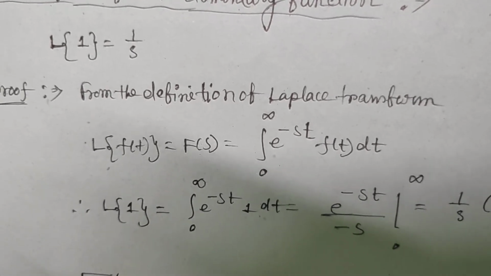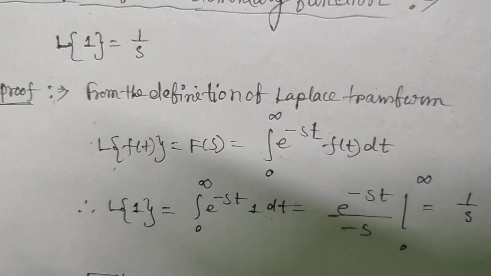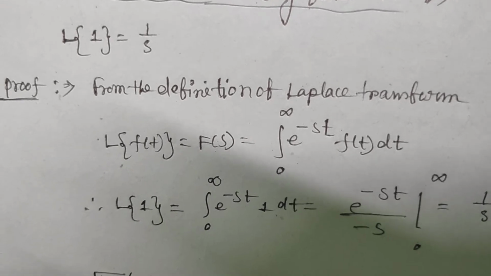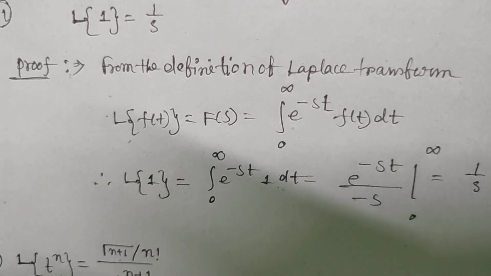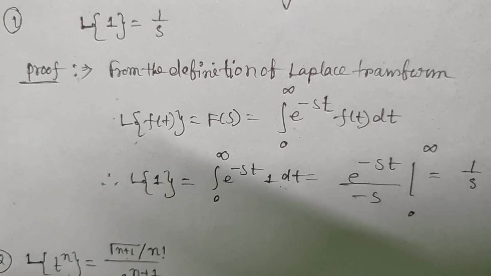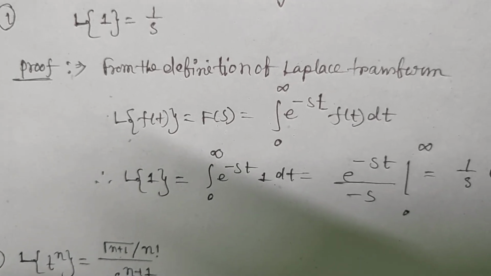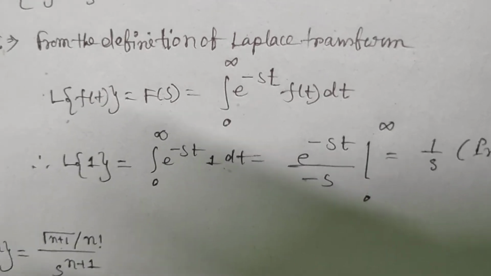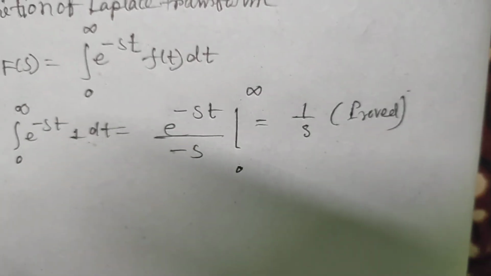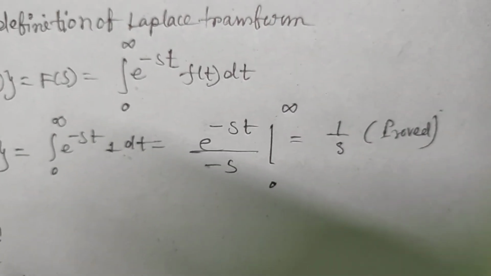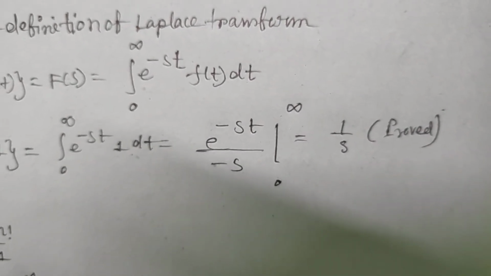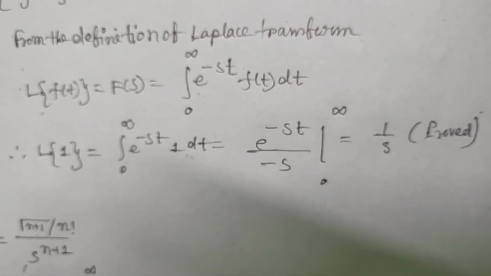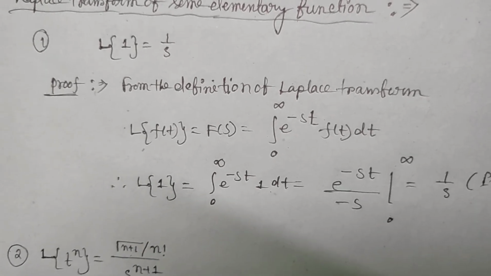If you put 1 in f of t, what do we get? The Laplace transform of 1 is equal to the integration from 0 to infinity of e to the minus st times 1 dt. This is a simple integration, so it is equal to e to the minus st upon minus s, with limits 0 to infinity. Putting in the limits, e to the power minus infinity is 0, and minus of minus e to the power minus 0 upon s gives 1 by s. This is the simple proof. So the Laplace transform of 1 is equal to 1 upon s.